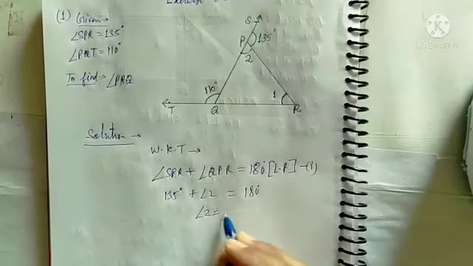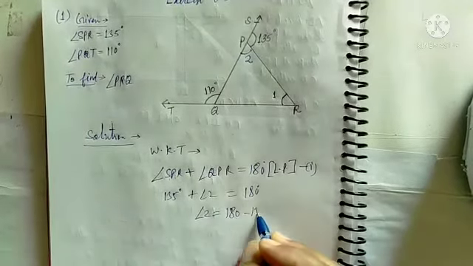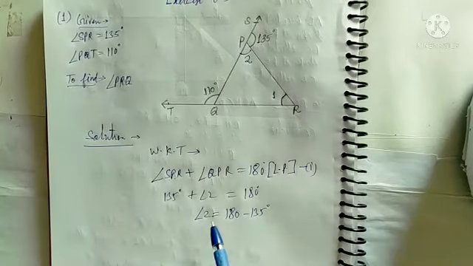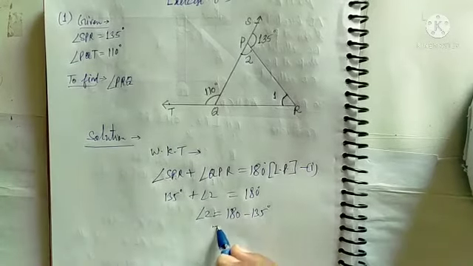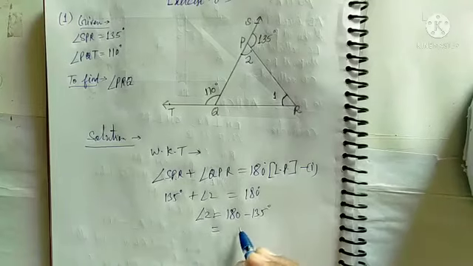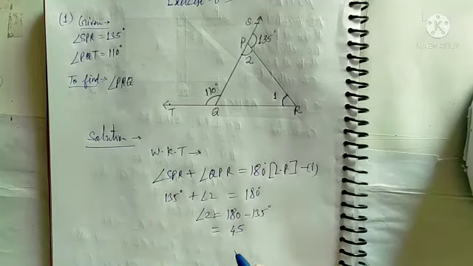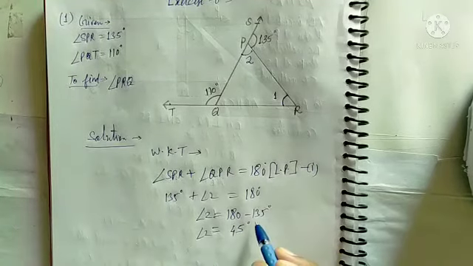It means angle 2 is equal to 180 minus 135. Transpose this 135 from this side to that side. Now subtract 135 from 180. What will come here? 5. Here then 7 minus 3, 4. It is 45 degree. Angle 2 is 45 degree.